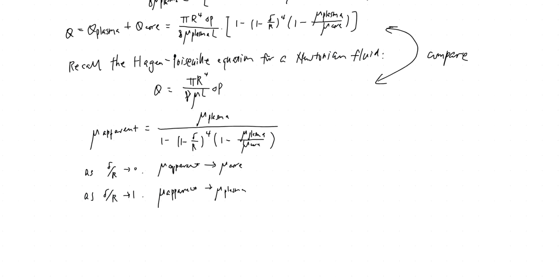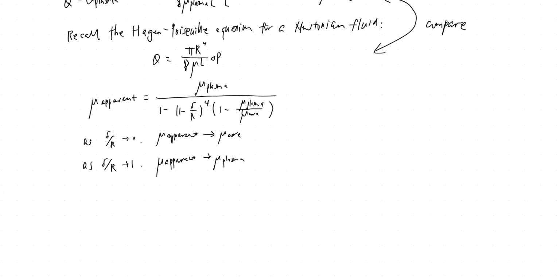Okay, now we have the apparent viscosity, and what can we do with it? Like for industrial application or biomedical application, what do we do? Or how do we measure the apparent viscosity, or how do we measure the core viscosity and the delta if we have something?